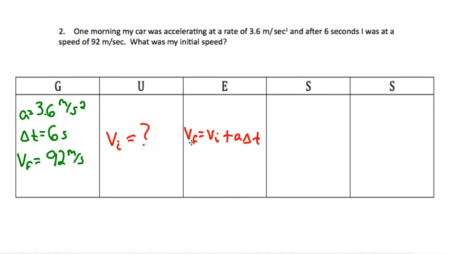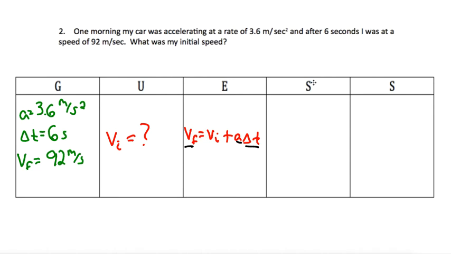Now this is not an equation for VI, but watch. We know what A is, so we have this. We know what delta T is, we have this. And we know what VF is, we have that. The only thing we don't know is VI. So we can use this equation and solve to find out what VI is.